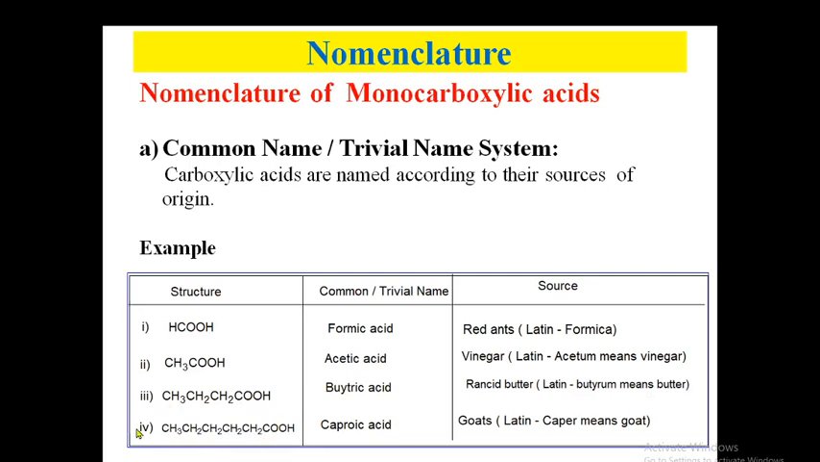If you have a 6 carbon atom carboxylic acid, it is known as caproic acid, which comes from goats, and the Latin word caper means goats, and therefore the name caproic acid is given here. So in this way, depending on the source of origin, the names are given. Okay, so remember the common name and trivial name systems.